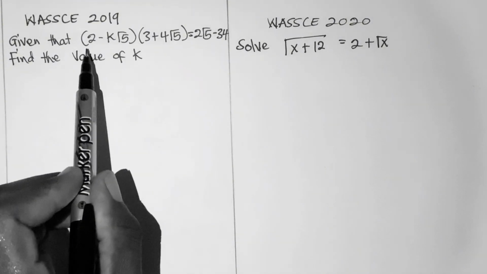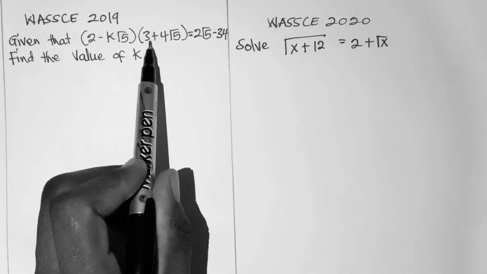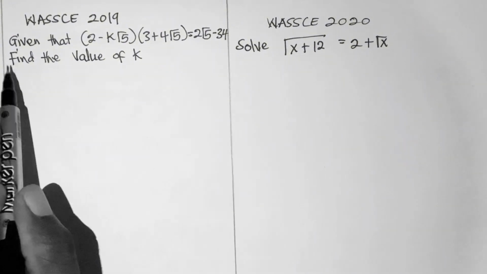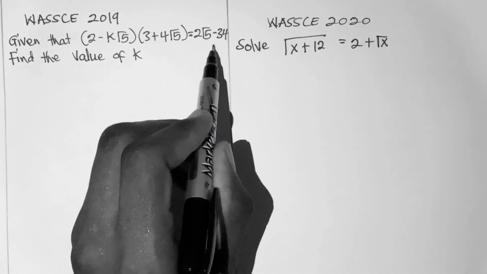So given that (2 minus k root 5) times (3 plus 4 root 5) is equal to 2 root 5 minus 34, find the value of k. So what we need to do is to expand this and compare with this.